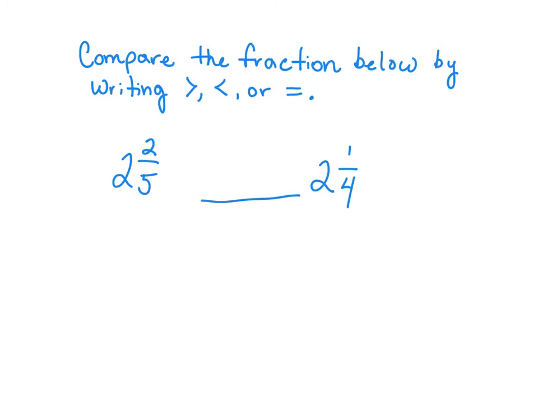All right, so let's look at this. 2 and 2/5 and 2 and 1/4. Now let's just look at the fraction. We are not going to look at the whole, because the whole doesn't help us because they both have a 2. 2/5 and 1/4. Now 2/5 is closer to being the next whole than 1/4 would be. So this automatically makes 2 and 2/5 greater than 2 and 1/4. This is closer to being 3 wholes than this one. So therefore we could say 2 and 2/5 is greater than 2 and 1/4.